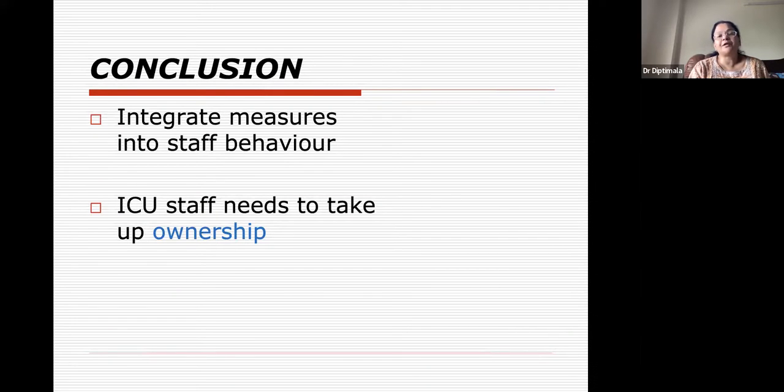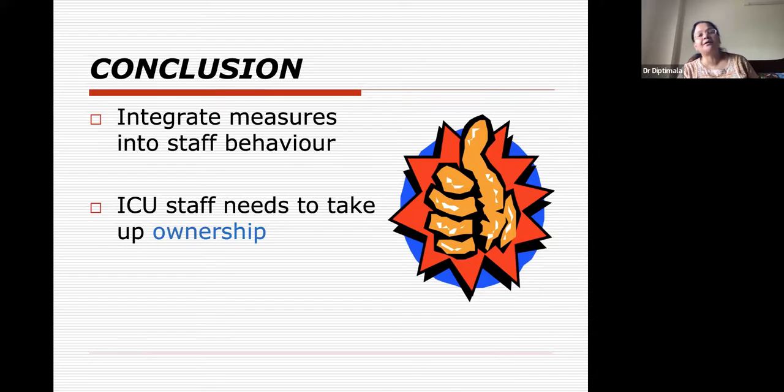ICU staff needs to take up ownership. Like I always tell my staff and my doctors in the unit, who is the boss of the ICU? So take ownership. And when you are right, nobody will say anything against you, because bedside nursing staff is the most important person in our ICU setting.